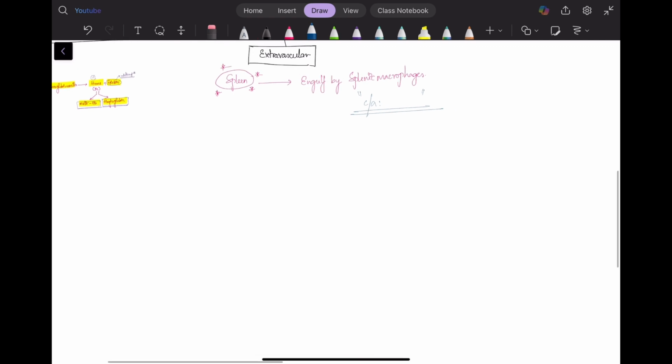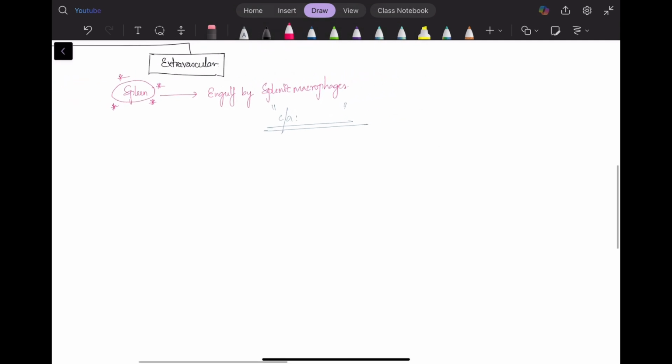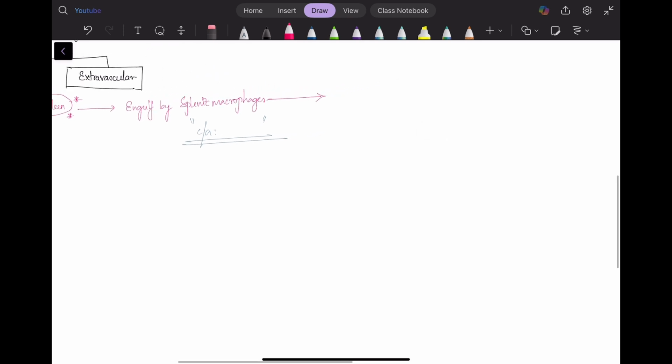Okay, if you are eating ice cream, at one point when you see the mirror or someone says, 'Hey, you have become fat, brother,' even it happens with the spleen. At one point spleen says, 'Hey brother, I have become very fat.' Okay, splenomegaly.